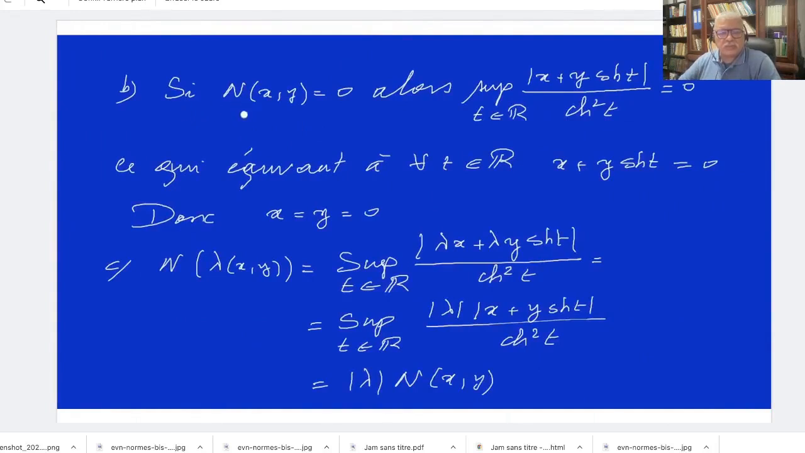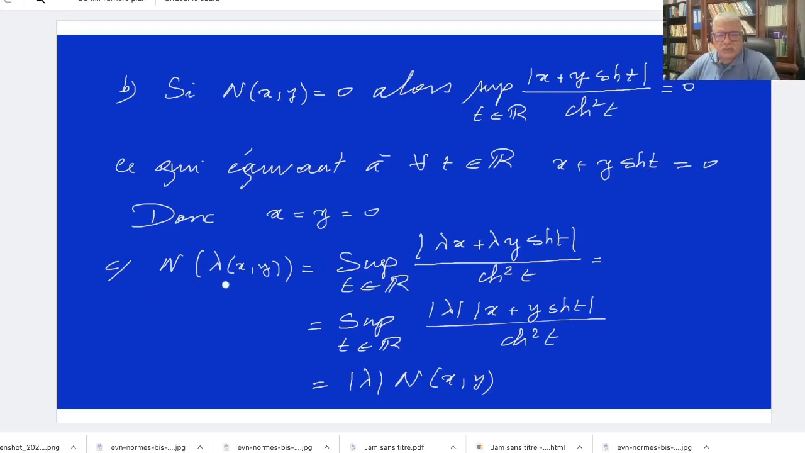First property, separation property. If n of xy is 0, that means the sup is 0. The terms that are there are all positive or 0, so this is equivalent to saying that for any t, the absolute value of x plus y sh of t is 0, which immediately gives x equals y equals 0. It suffices to give a value for t. For t equals 0, we have x equals 0. For t different from 0, we have y equals 0.